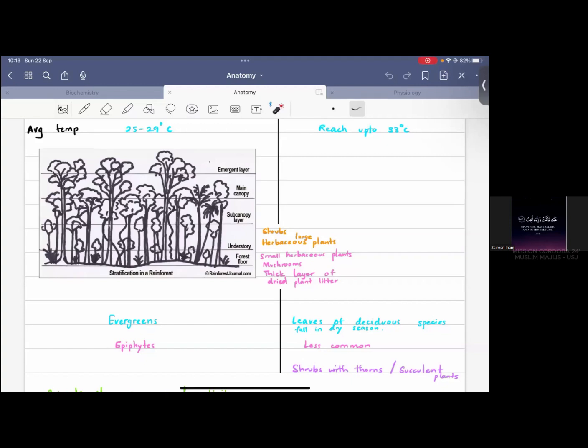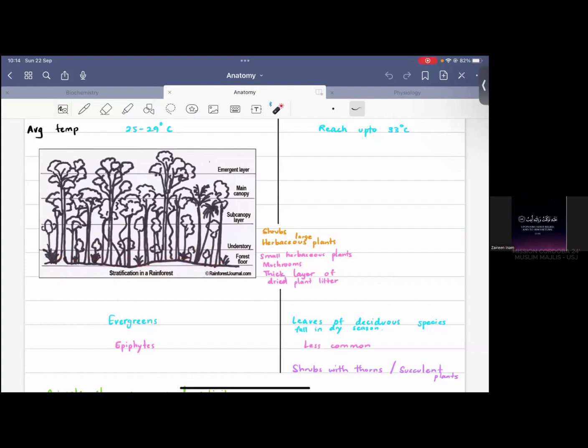Following this, you have an understory layer. What is the understory layer? This is the understory layer. It consists of shrubs and large herbaceous plants. You know about shrubs, small plants, and herbaceous plants. Finally, you have the forest floor, which is this.